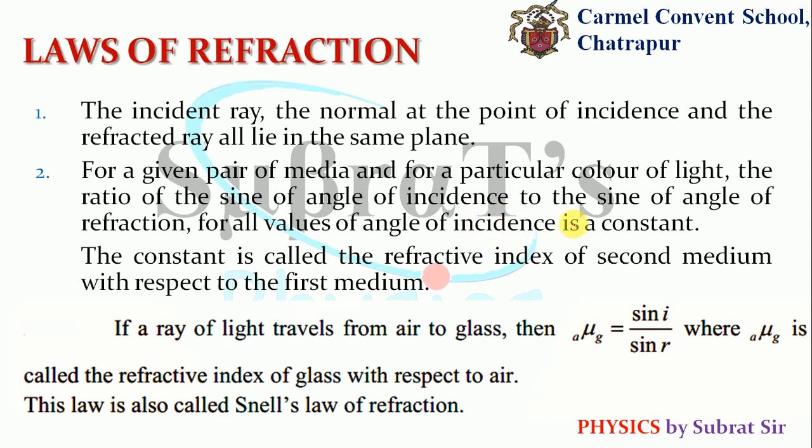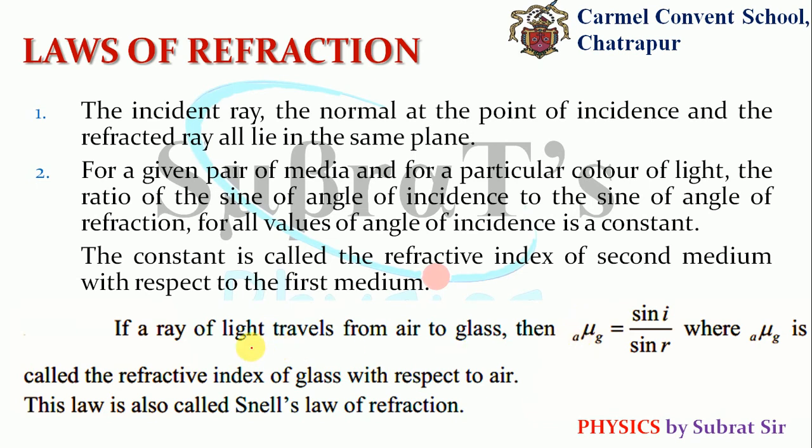Let us understand the second law a little more. It is given the ratio of the sine of the angle of incidence. That means if i is the incident angle, then sine of the angle of incidence to the sine of the angle of refraction, so here sin i by sin r. This is a constant quantity when there is refraction of light, and this constant is known as the refractive index.